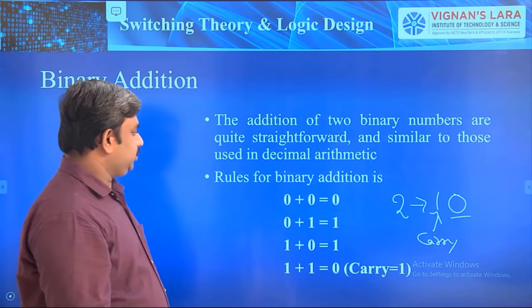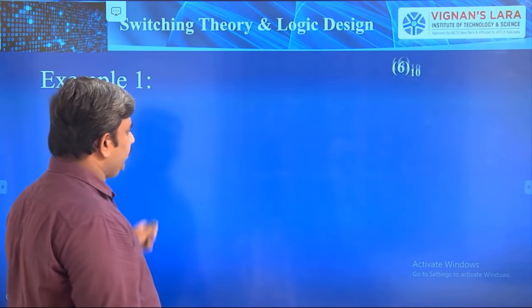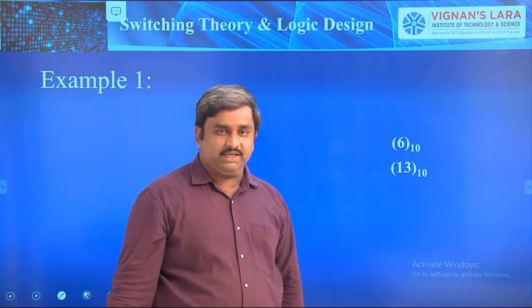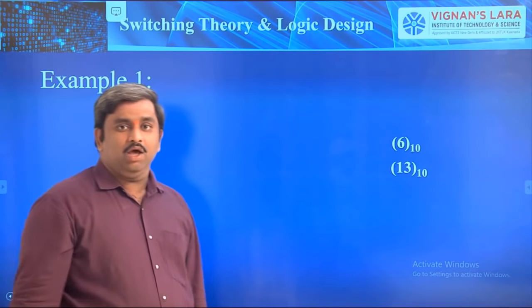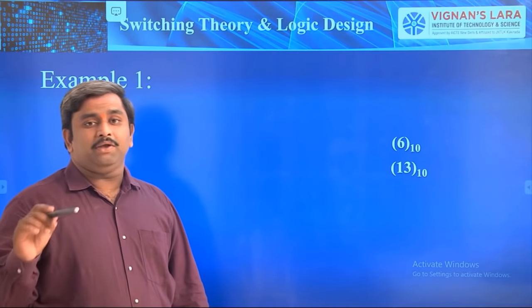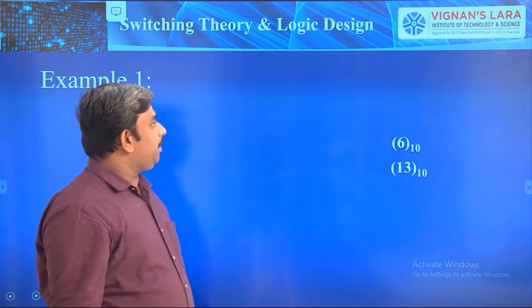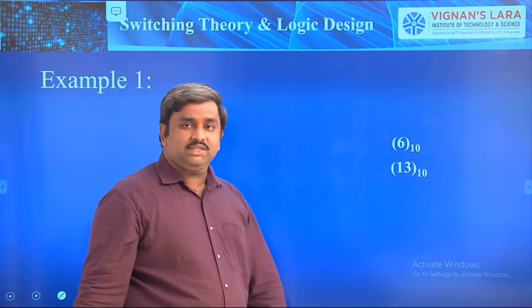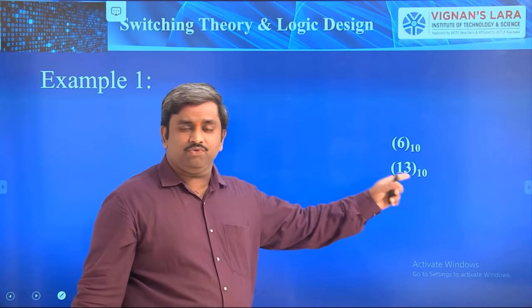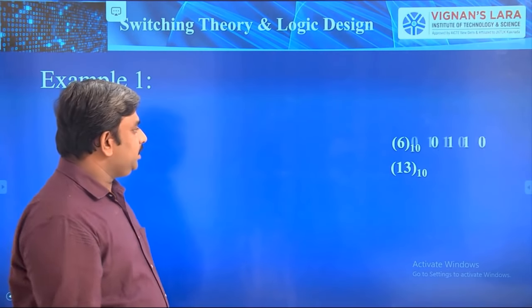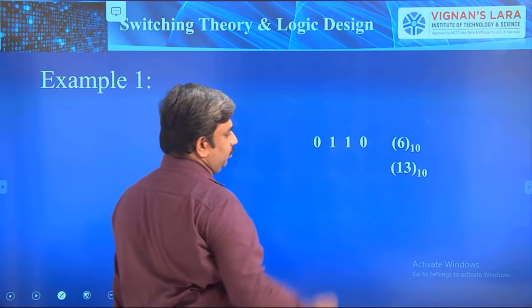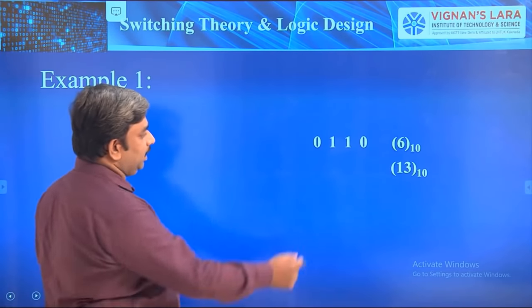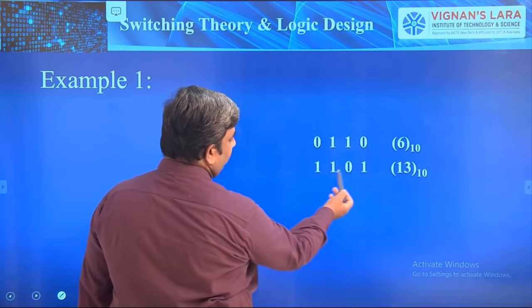Okay, right. Now we will see one example. I am taking the decimal value 6 and the decimal value 13. Now I have to add these values using the binary number system. First, write down the equivalent value for 6 in binary: 0, 1, 1, 0. The value for 13 is 1, 1, 0, 1.